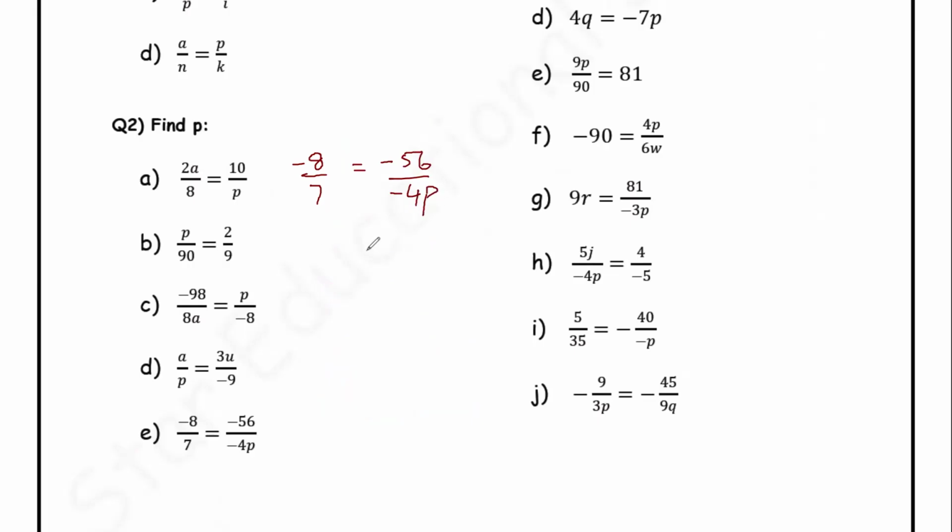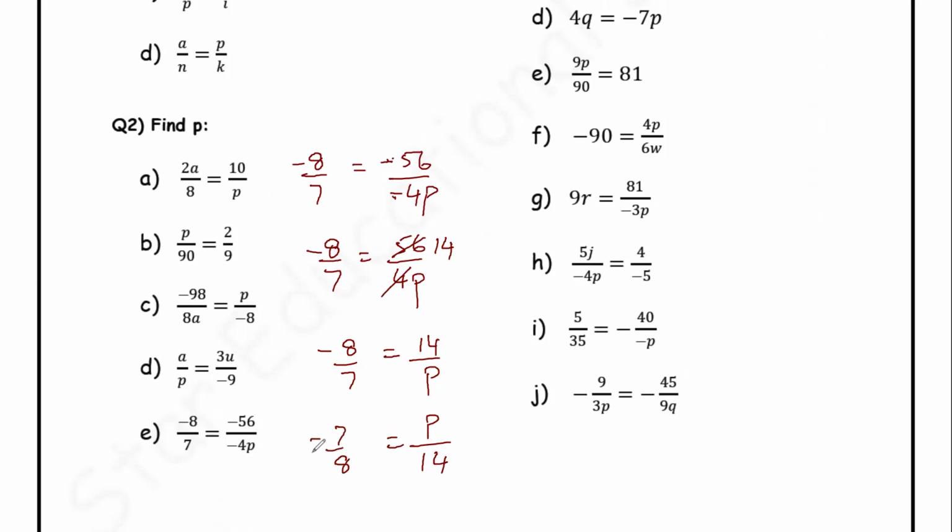Okay. So first I'm going to get rid of these two negatives because negative negative is positive. So I got negative 8 over 7 is equal to simply 56 upon 4p. So I'm simplifying it. 4 goes into 56 14 times. So I got negative 8 upon 7 is equal to 14 upon p. Now I'm going to flip. So I got p upon 14 on this side, and I got 7 over 8 this side with the negative, obviously. And then I'm simply going to take the 14 next to the 7, put the negative outside. And that's my answer for p.